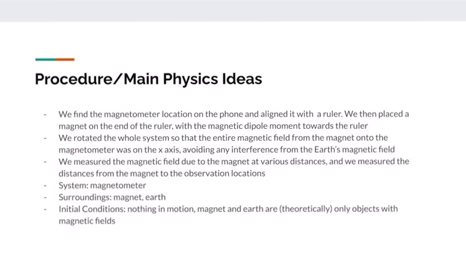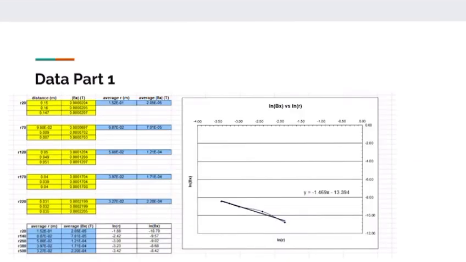And we rotated the whole system so that we didn't have any interference from Earth's magnetic field on the X component. All of the Earth's magnetic field's effect on a magnetometer is on the Y component, so we can ignore the Y component and focus on the magnet itself's magnetic field.